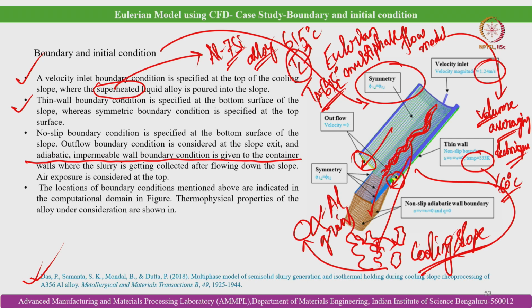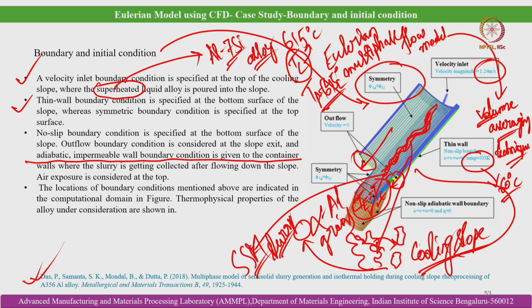So, why is an adiabatic impermeable wall boundary condition given in this container? Because here the objective is to store the generated partially solidified melt, which is called SSM slurry, semi solid slurry, in the state of semi solid slurry, semi solid state, so that it can be utilized for further processing for product development. So, the goal here is to store it in semi solid condition. So, we cannot allow it to cool down further. So, it should be kept at the temperature at which it is exiting the slope. Okay. So, that means T exit, T E, is equal to T container, T C, I can say.